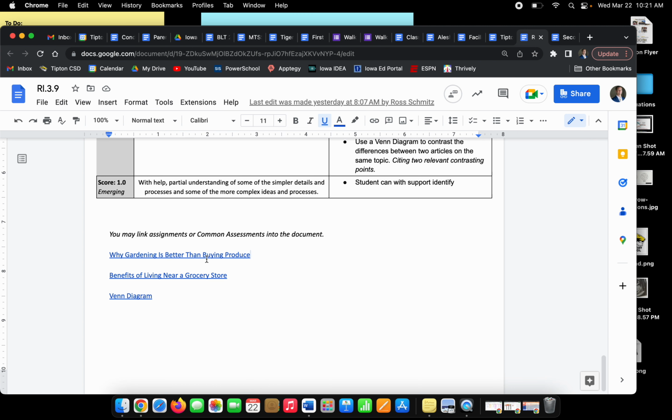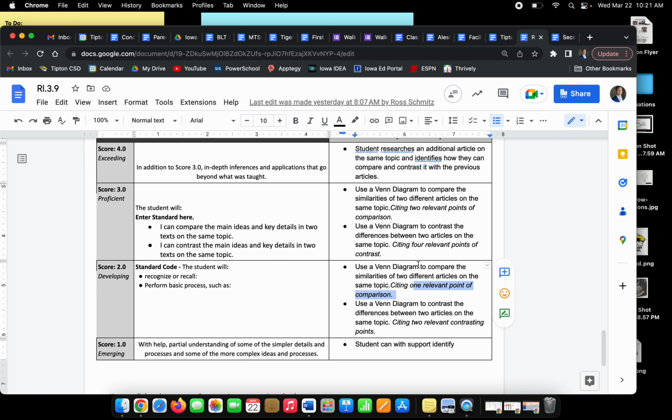Are they recognizing and recalling? They are doing it in two different articles of the same topic, citing one relevant point in comparison. In the proficient, they ask for 4 differences, and then citing 2 relevant points of comparison. So, if they're at a 2, the team has decided, using their teacher discretion and their professional capital, that 1 point of comparison and 2 points of contrasting would be at the 2 level.